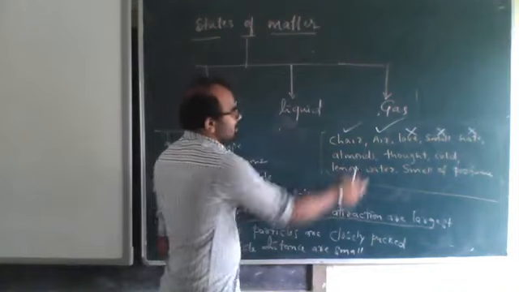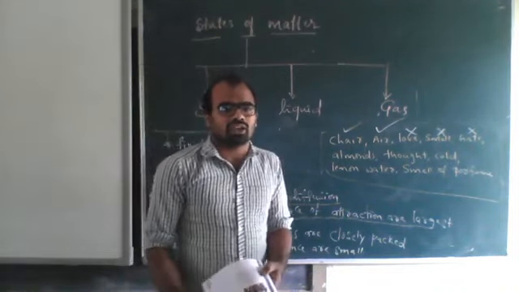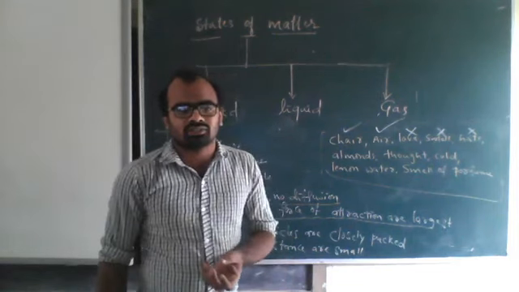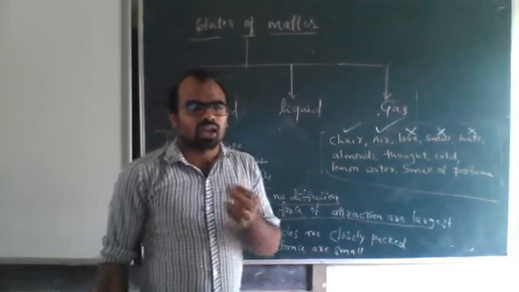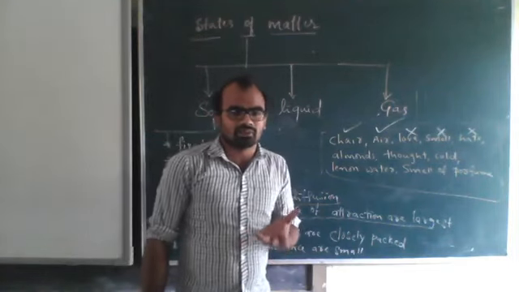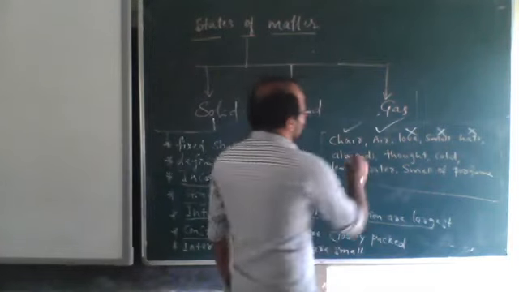Next comes almonds. Almonds we can see and we can have them in our hand. So they are occupying some space. They are having some mass. Almonds are having some mass. So that means almonds are also matter.